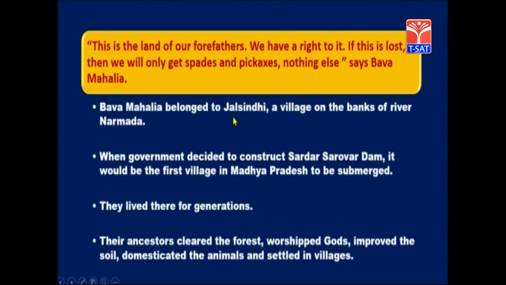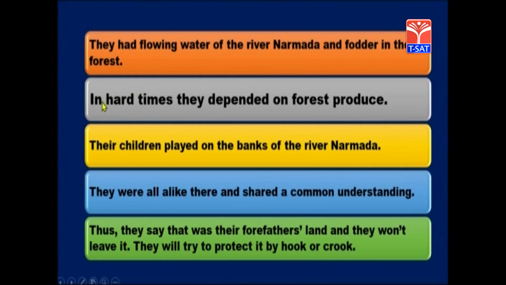Baba Mahalia belonged to a village on the banks of river Narmada. When the government decided to construct Sardar Sarovar Dam, it would be the first village in Madhya Pradesh to be submerged. They lived there for generations. Their ancestors cleared the forest, worshipped gods, improved the soil, domesticated the animals and settled in villages. They had the flowing water of the river Narmada and fodder in the forest. In hard times, they depended on forest produce. Their children played on the banks of the river Narmada. They were all alike there and shared a common understanding. Thus, they say that was their forefathers' land and they don't want to leave it. They will try to protect it by hook or crook.